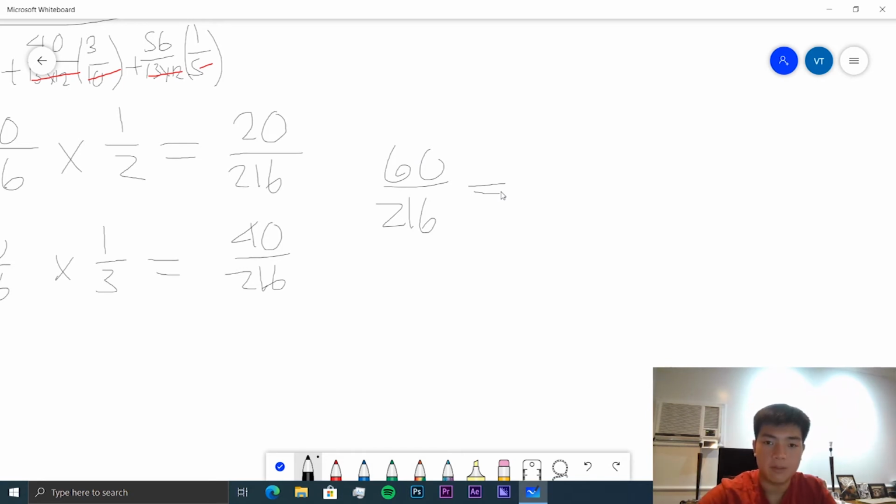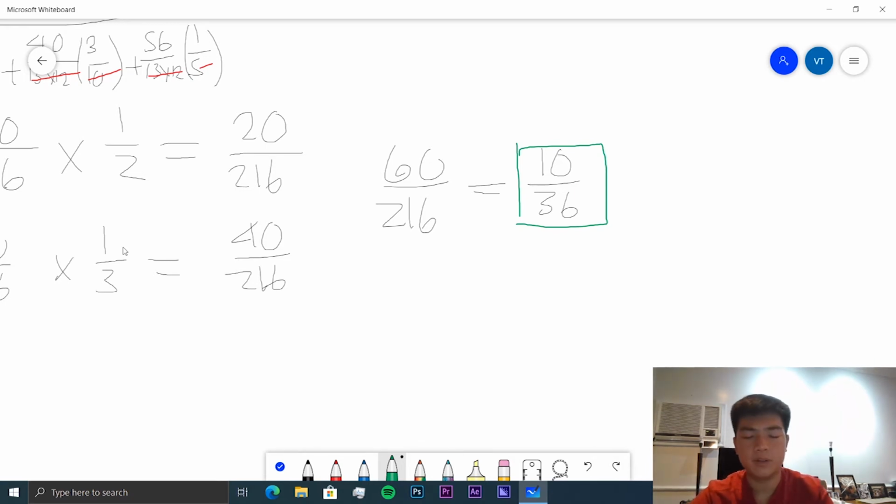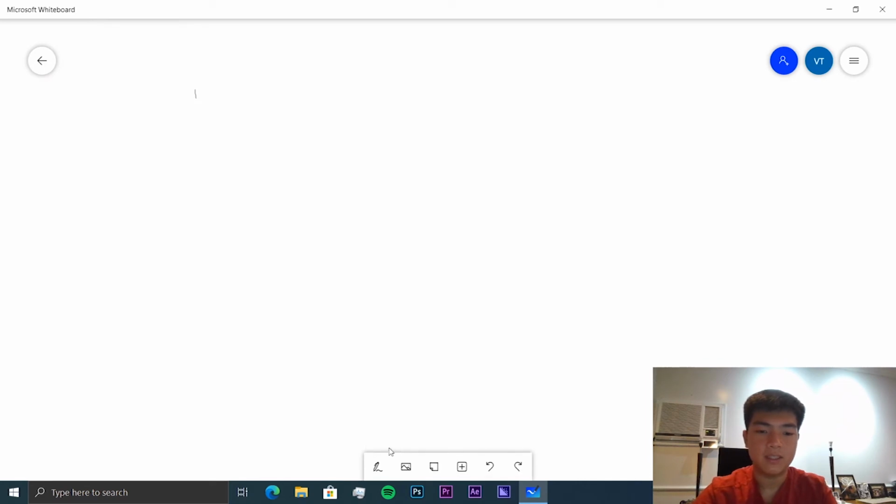So what I got is this is equal to 60 over 216, which, if we add them together, is equal to, I think, 10 over 36. Let me just divide 216 by 6. Yeah, 10 over 36. So this is what I got. The book gives a different answer, but I don't know why it gives it, and I think it's wrong this time. So on to the next question.